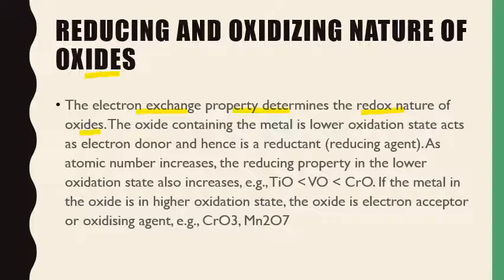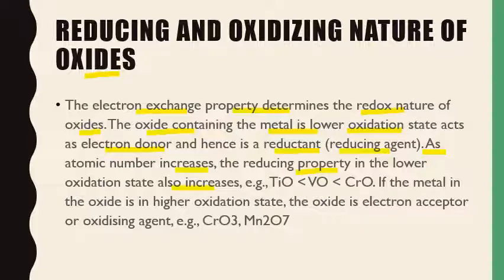So if we see the oxide containing the metal in the lower oxidation state, it acts as the electron donor. So the lower oxidation state can easily donate the electron. That's why that is a strong reducing agent, or we can say reductant. Either we can say the reductant or the strong reducing agent, it means it has the ability to donate the electron. As the atomic number increases, the reducing property in the lower oxidation state also increases.